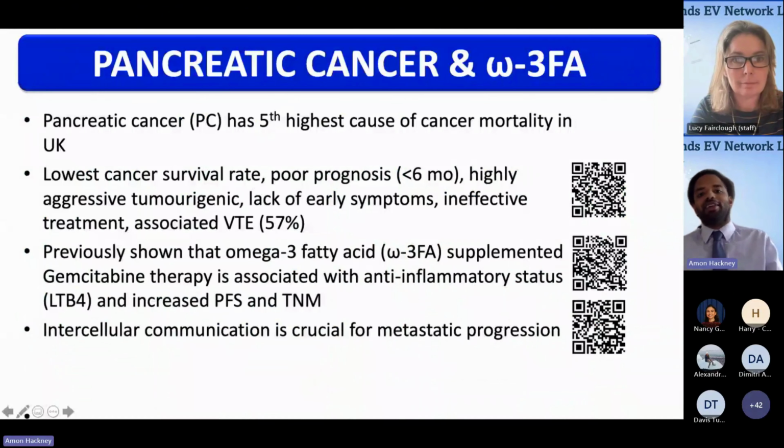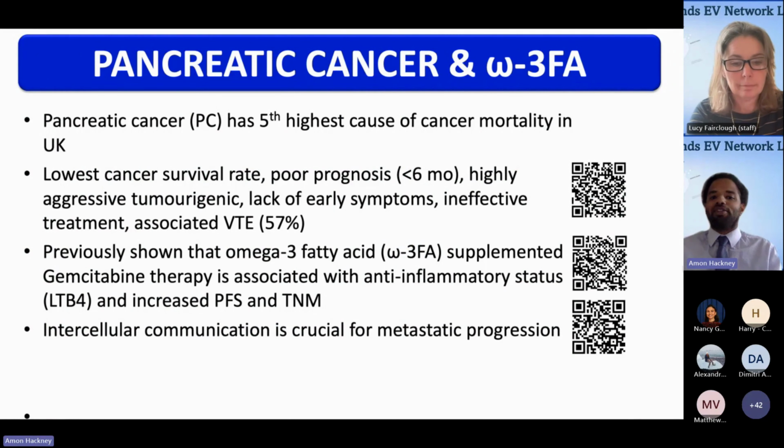So pancreatic cancer is a really horrible disease. It's the 5th highest cause of cancer mortality in the UK. It has the lowest survival rate of any cancer and a very poor prognosis, usually less than 6 months from diagnosis. It's highly aggressive, tumorigenic, and there is a lack of early warning signs.